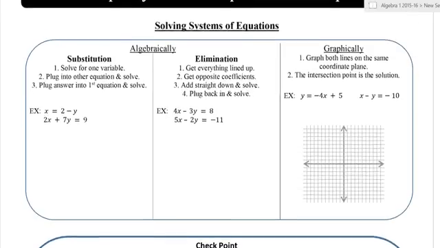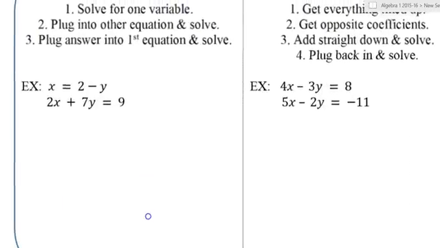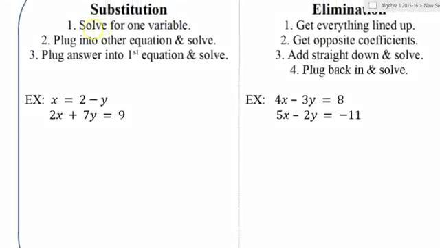You can solve three different ways: substitution and elimination, those are both algebraically, or graphically. Let's first look at substitution. For substitution, you need to solve for one of the variables and plug that into the equation and solve. So it should be set up something like this. Now you can put any equation in this form so that you have a variable solved for it, but when it's already set up like this, it's really nice. So, step one, done. Plug into the other equation and solve.